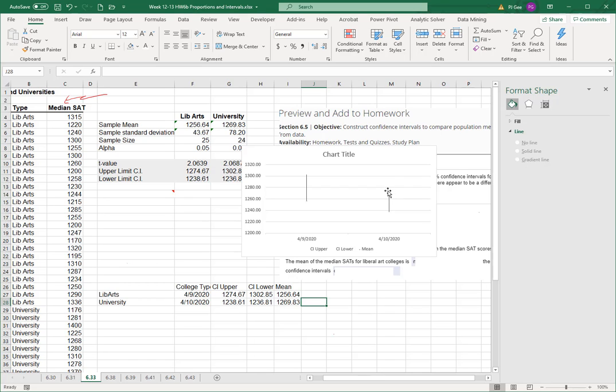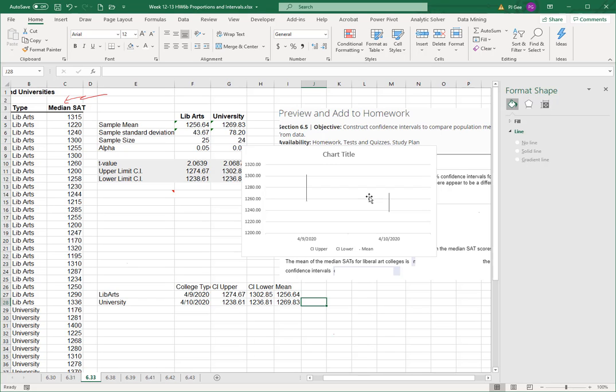Notice how this is a bit narrower. Our confidence interval was smaller for this. It was wider for the LibArts, but they overlap. That's the big point here. The low end, I think, is the liberal arts. Do I have this right? Just want to double check that. Yeah, it's interesting.